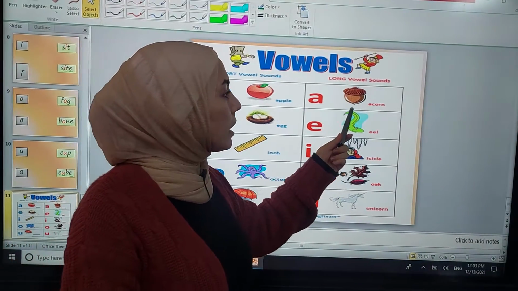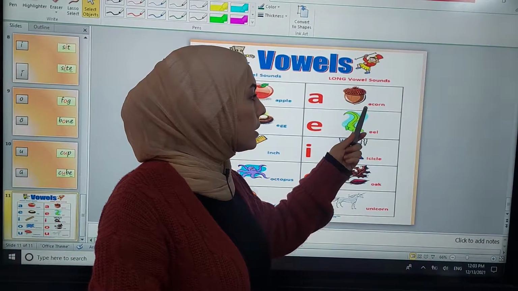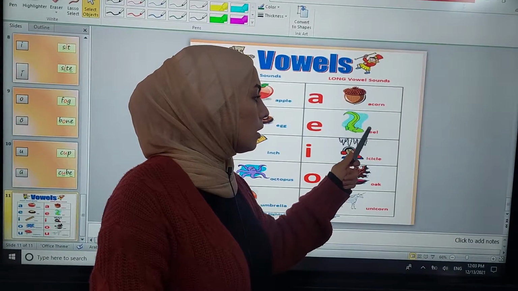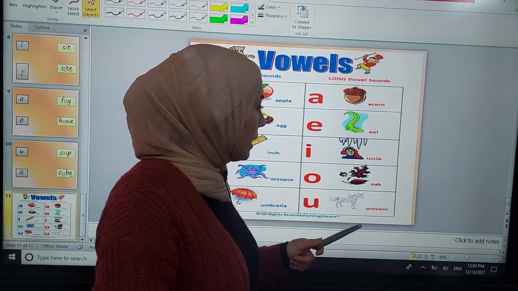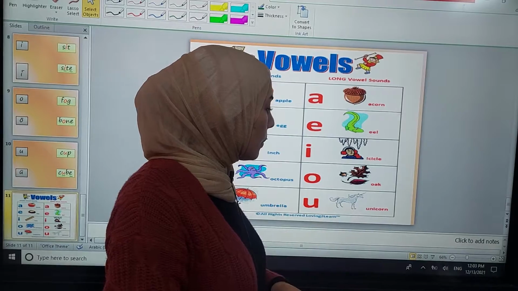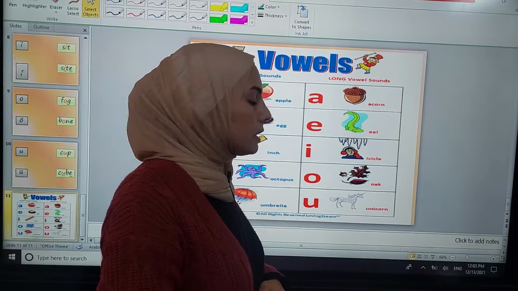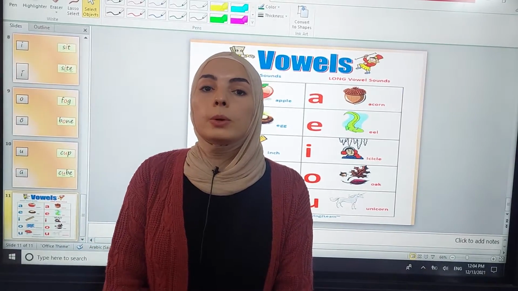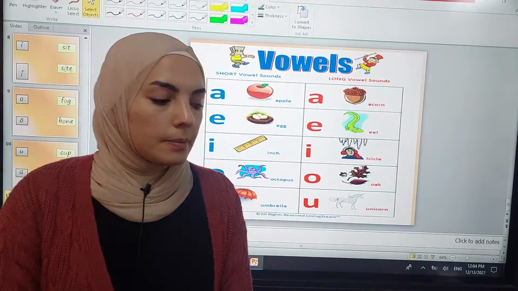Here we have acorn. Acorn has a long vowel. And eel, long vowel. And oak is a long vowel. Unicorn is a long vowel. So now let's watch this video to learn more about long and short vowels.